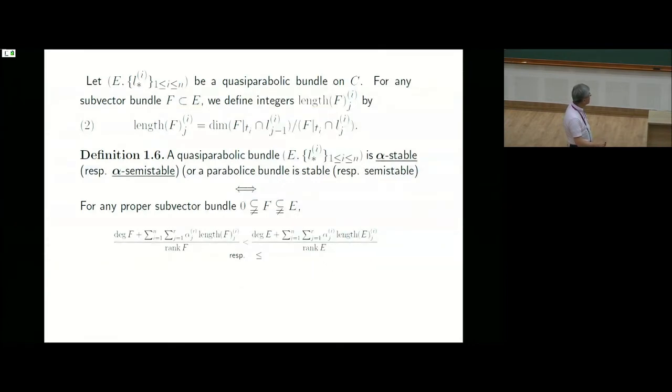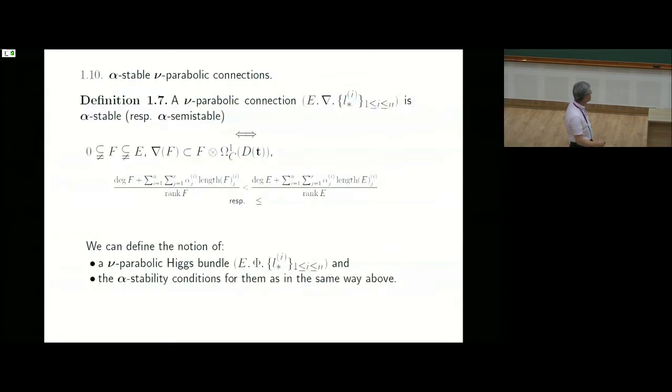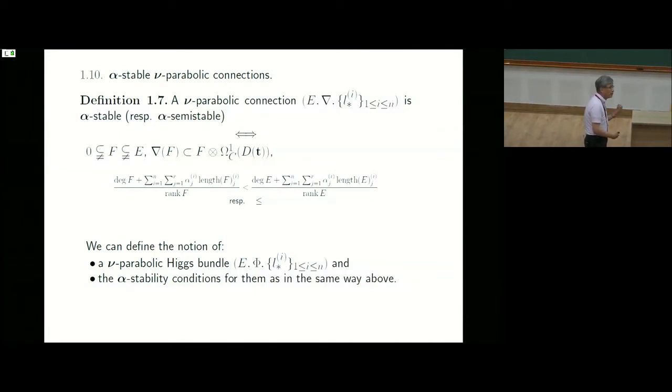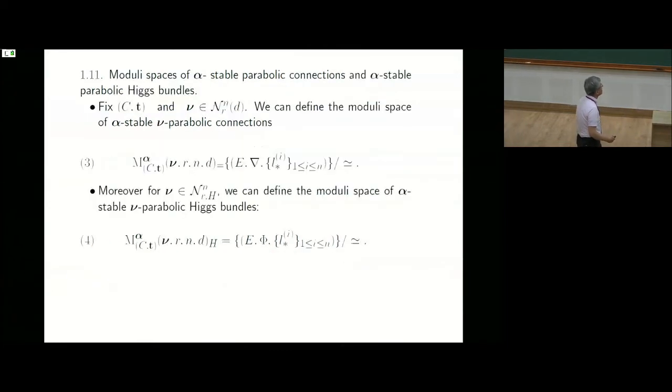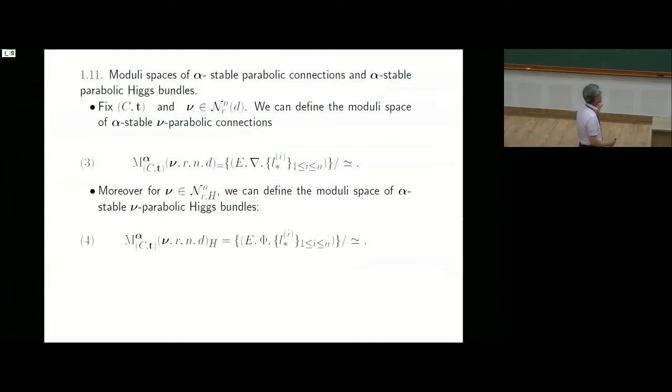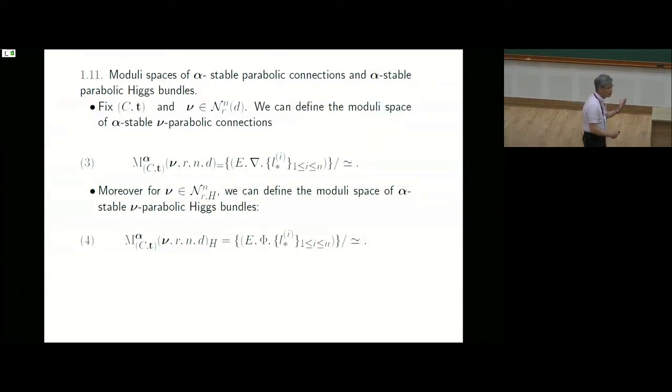This is our usual one plus some extra part. Okay, the idea is very simple. Now we have a good stability condition for the ξ-parabolic bundle and also the new parabolic connection. So then we can define the moduli spaces of α-stable parabolic connection and α-stable parabolic Higgs bundle, and also the α-stable ξ-parabolic bundle.